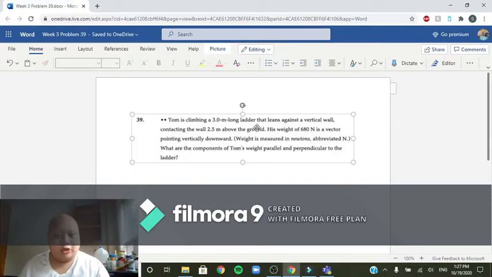Tom is climbing a 3 meter long ladder that leans against a vertical wall, contacting the wall 2.5 meters above the ground. His weight of 680 newtons is the vector pointing vertically downward. Weight is measured in newtons, abbreviated N. What are the components of Tom's weight parallel and perpendicular to the ladder?